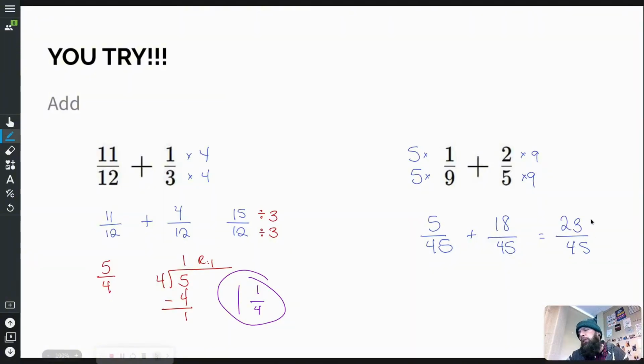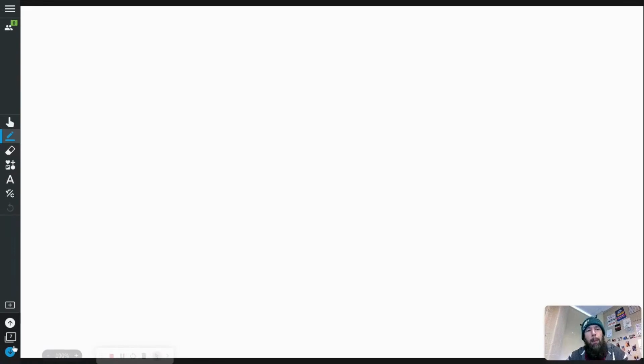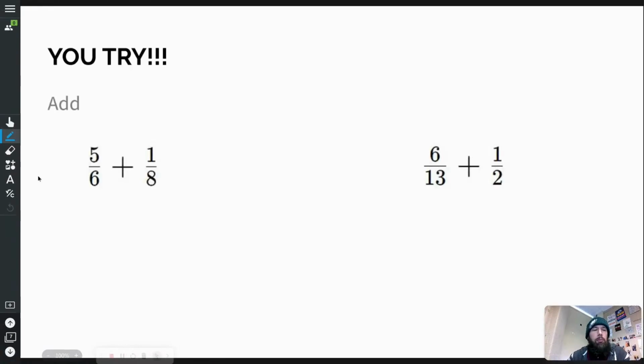Can't do anything with 23 over 45. It's just a big, ugly fraction. A big, ugly one. Ugh.